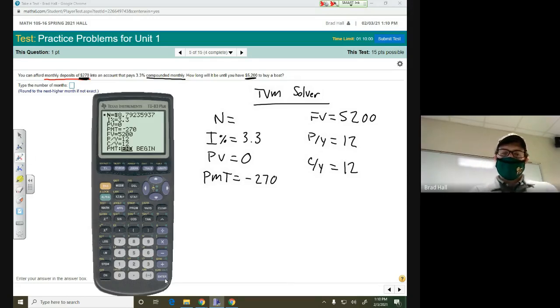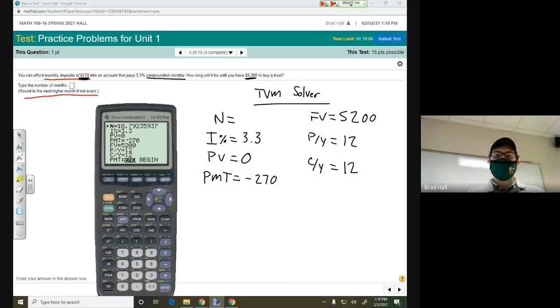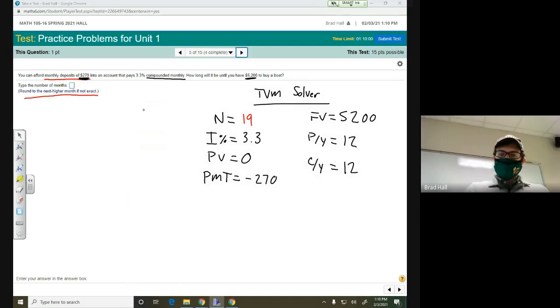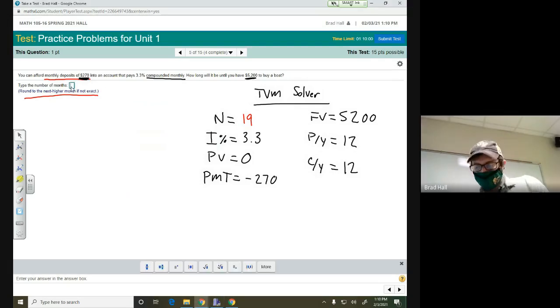So they're saying round to the next higher month, if not exact. So they're saying round up no matter what. Just like the previous problem we did when we also found for n, when it said round to the highest or the next integer. Same thing here, that becomes 19. Round to the next higher month, so we're rounding to 19. So the final answer is 19.